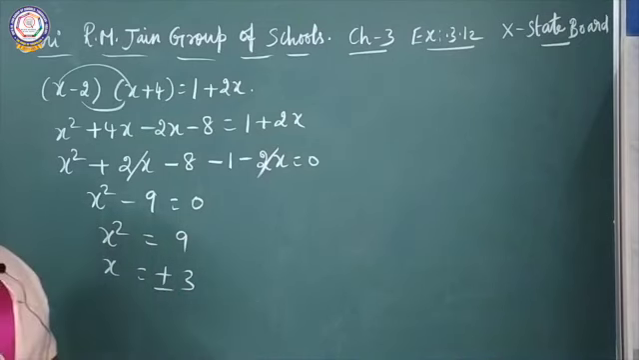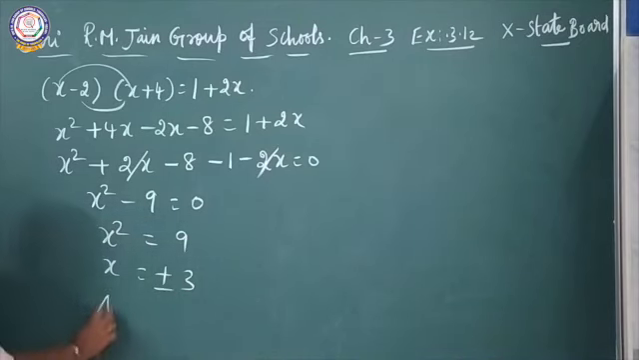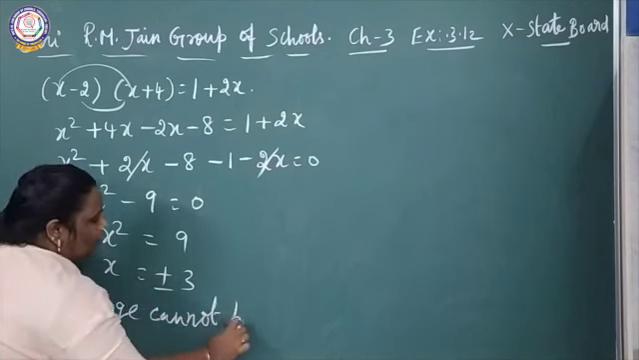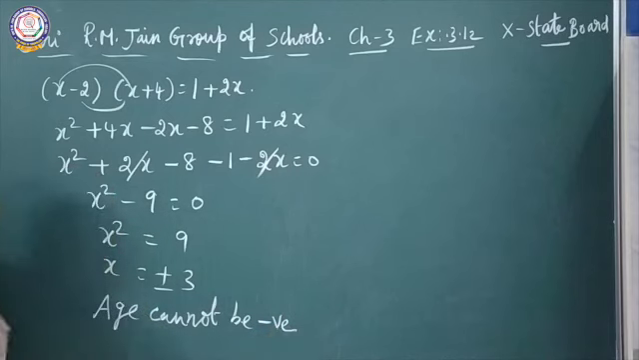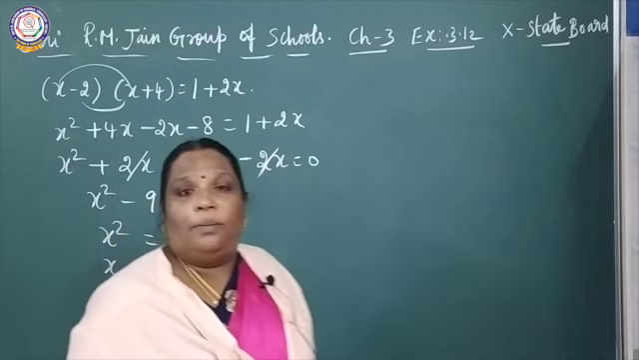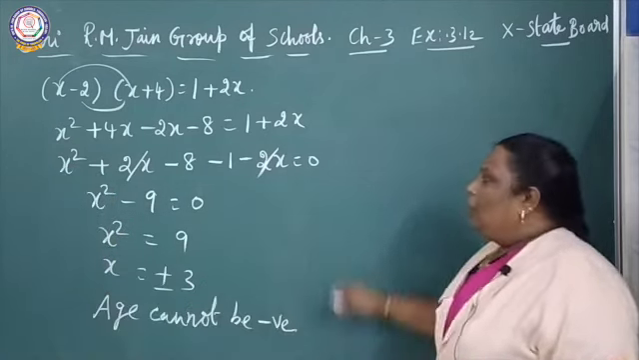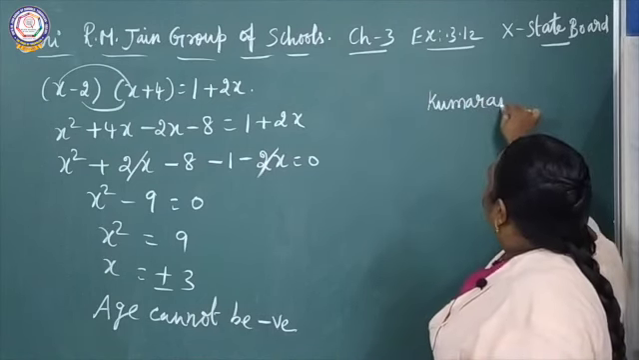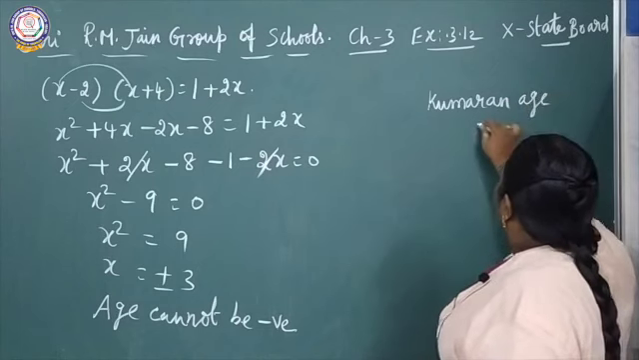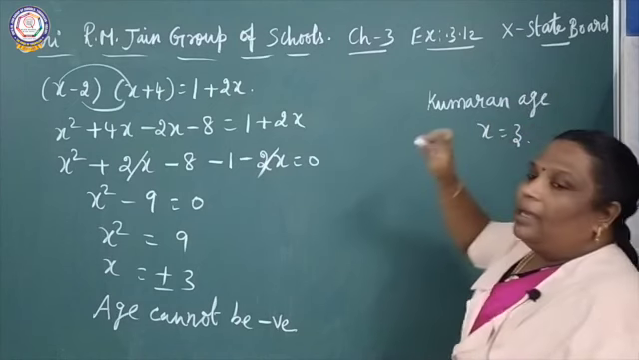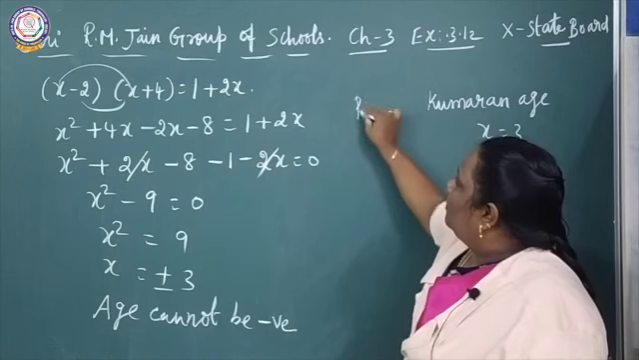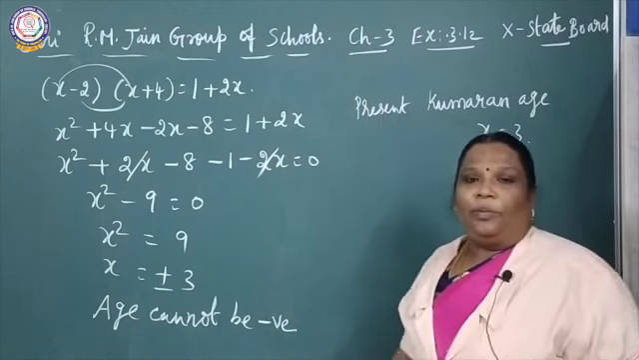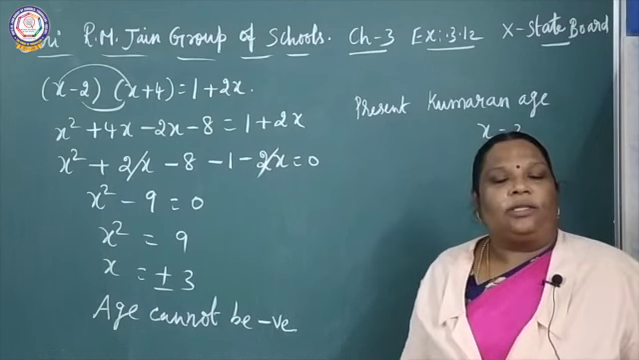Age cannot be negative, so you can take only the positive value. What is the present age of Kumaran? Kumaran's age equal to x equal to 3. The present age of Kumaran is 3.